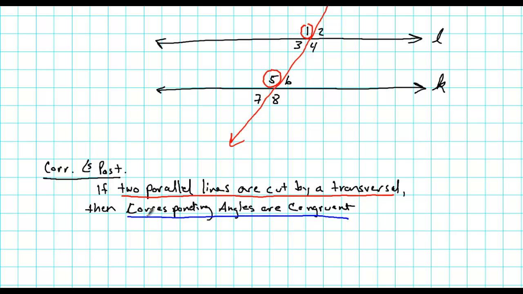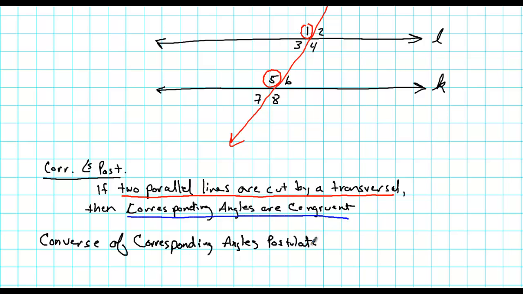What can we come up with that basically says this, but says it backwards? I want to say if corresponding angles are congruent, then the lines cut by the transversal are parallel. I want to say it backwards. What's that called? That would be the converse of the corresponding angles postulate.